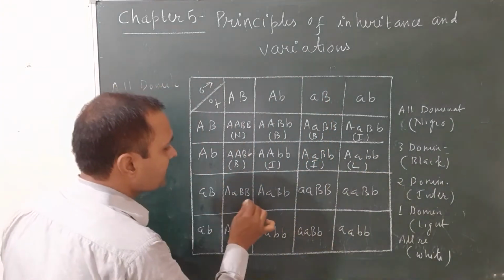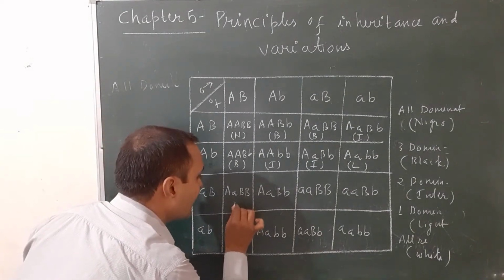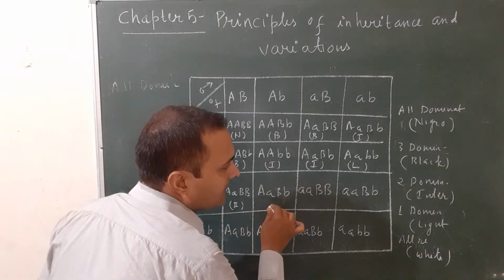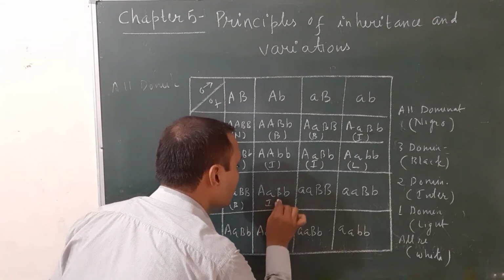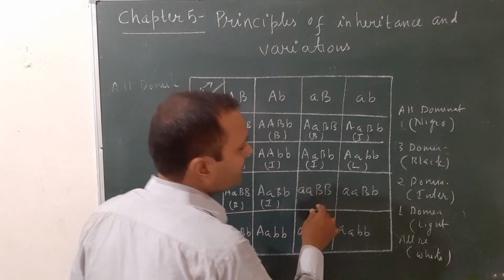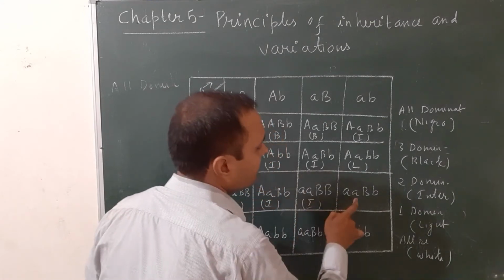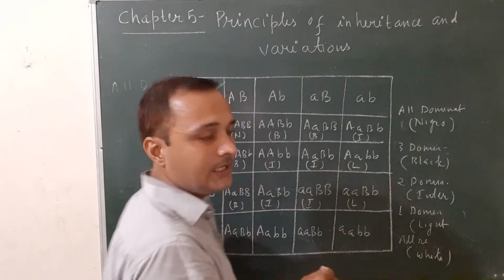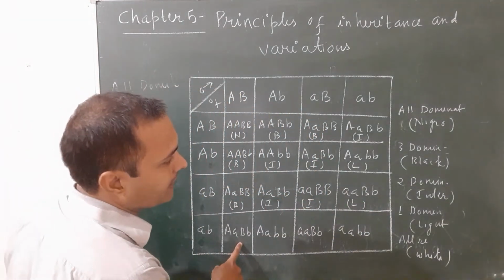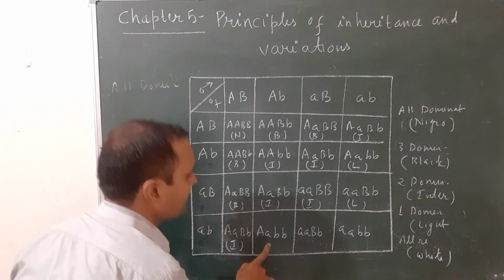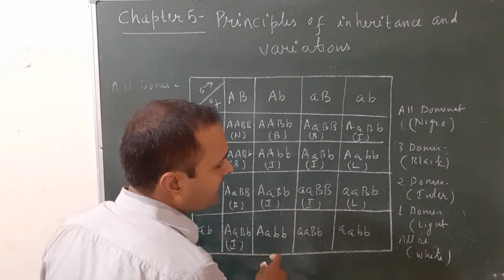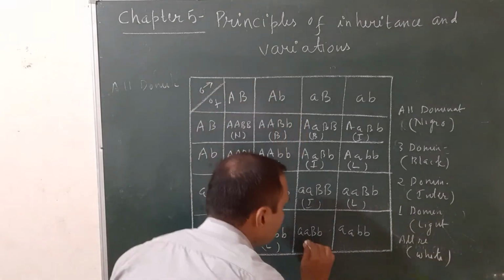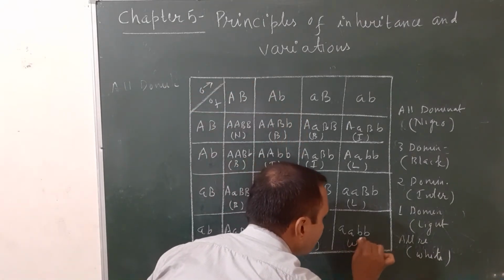In this case, only one dominant, that is light. In this case, three dominant, then it is black. In this case, two dominant, then it is intermediate. In this case, two dominant, again it is intermediate. In this case, only one dominant, it is light. In this case, two dominant, that is intermediate. In this case, only one dominant, that is light. In this case, only one dominant, that is light, and this is white.